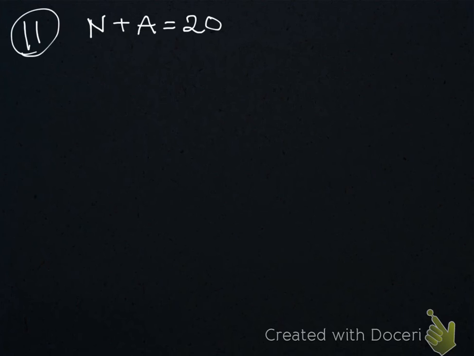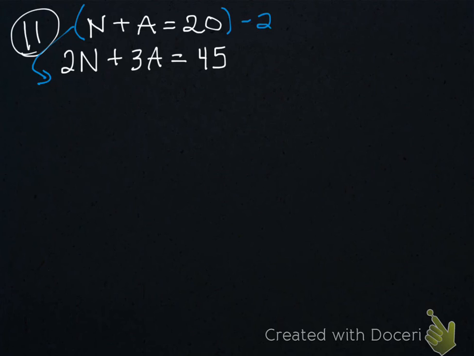Now let's do the ones with the dollar signs. I have $2 for the neon and $3 for the angel. And that was a total cost of $45. So which one do you want to get rid of? I'm getting rid of the neon. I'm going to multiply the top equation by -2. You could have multiplied the top equation by -3. I would get -2n minus 2a equals -40.